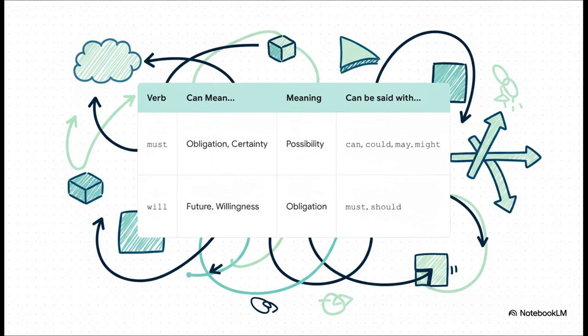The reality is actually more like this complex web. Take a single modal, like must. It can mean obligation or it can mean certainty, 2 totally different ideas. And then you flip it around. You take one idea, like possibility, and you find out it can be expressed by 4 different modals, can, could, may, and might. It's this messy many-to-many relationship. And honestly, just understanding that it's messy, is the key.